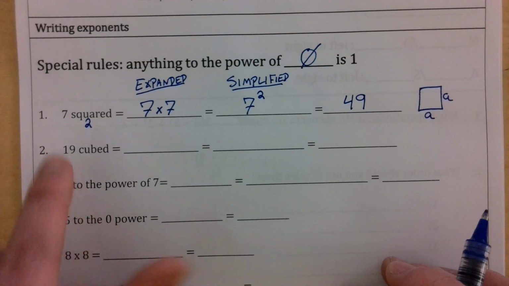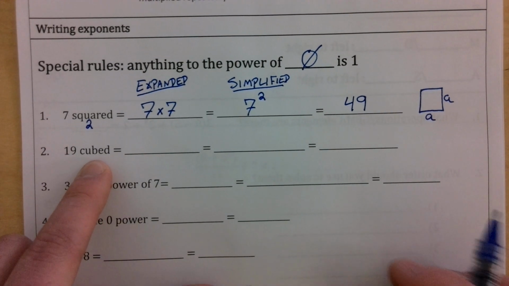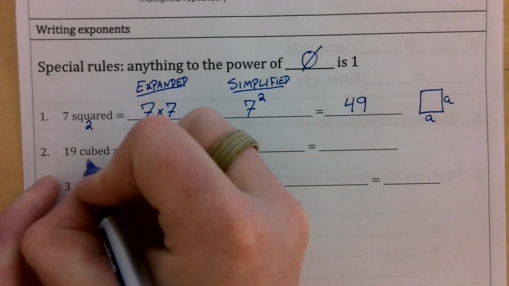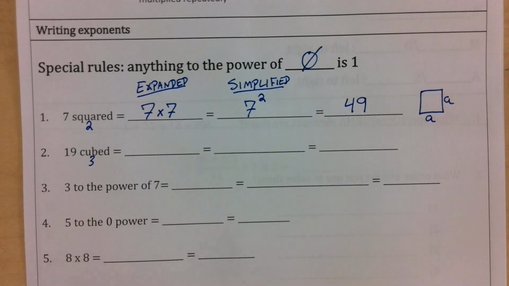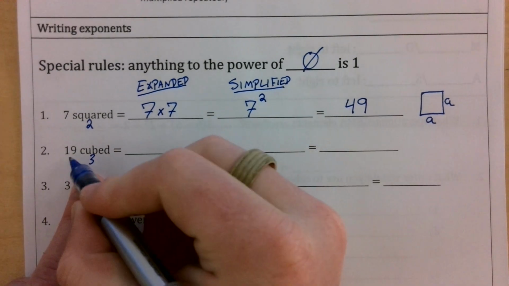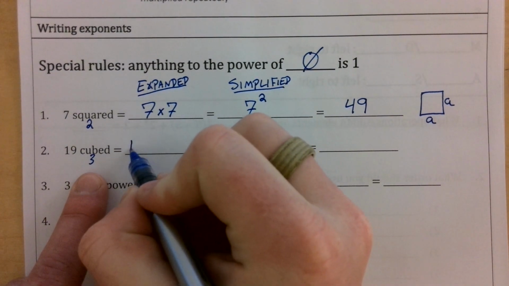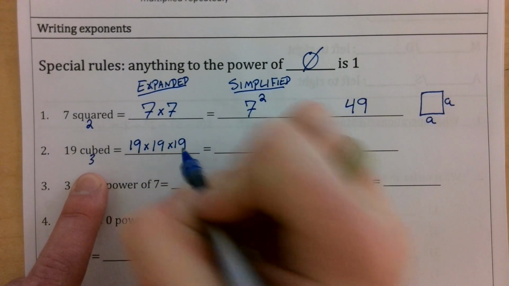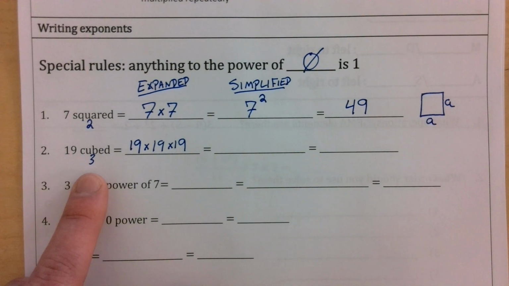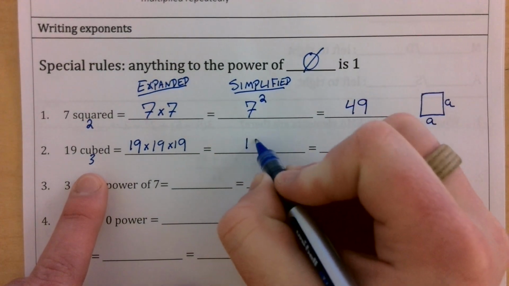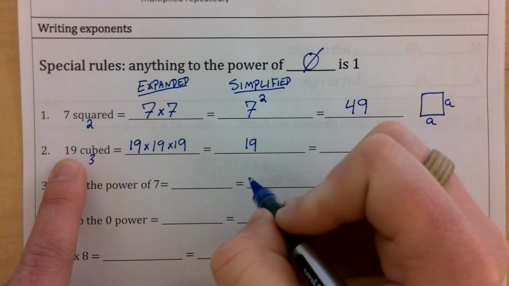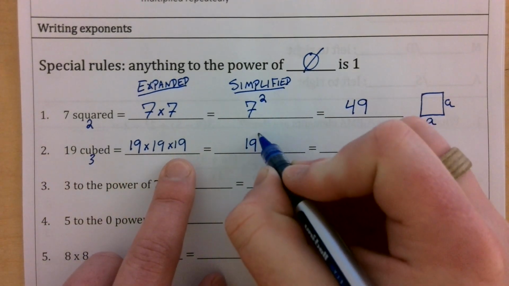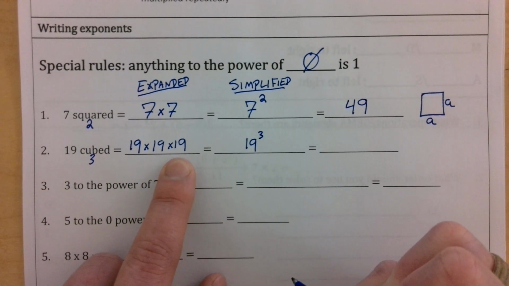All right, the next one, we have 19 cubed. Cube means 3. So when we have something cubed, that means we're going to multiply it 3 times. So if 19 is the number we're multiplying, I have 19 times 19 times 19. There's our base, the number we're multiplying. There's 1, 2, 3 of them, so I put my 3 in the corner.